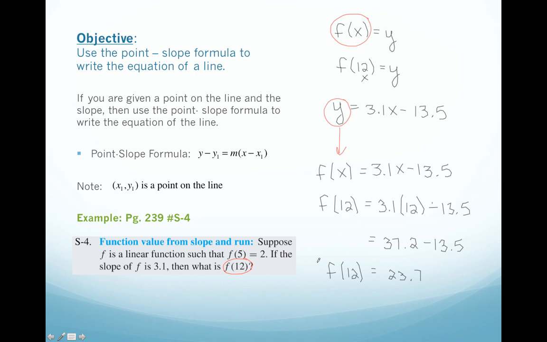Our answer here is written in functional notation, but I could also write my answer as an ordered pair. And what this answer means is that when x is 12, for this particular function, the corresponding y value is 23.7.